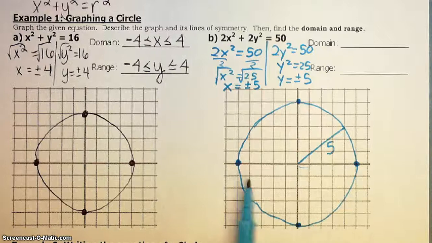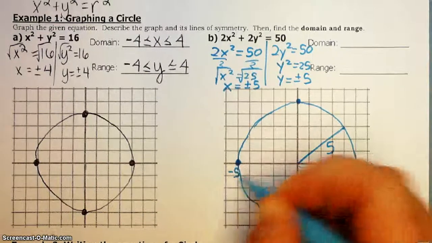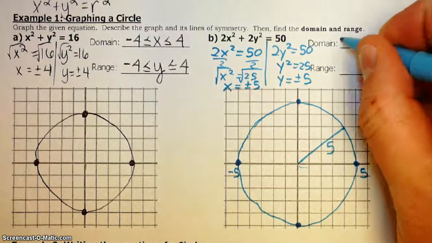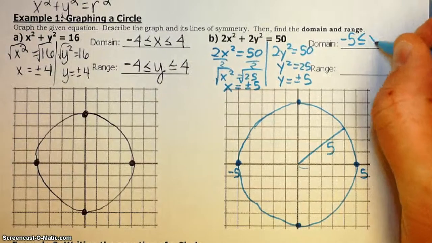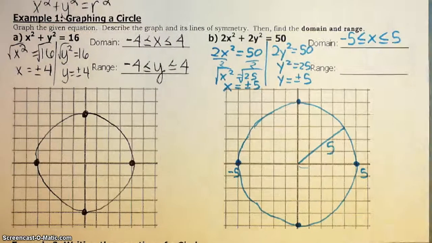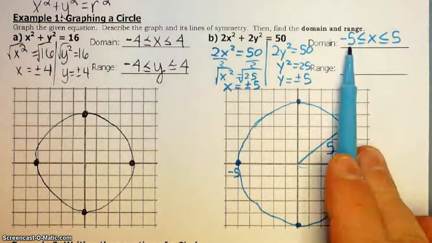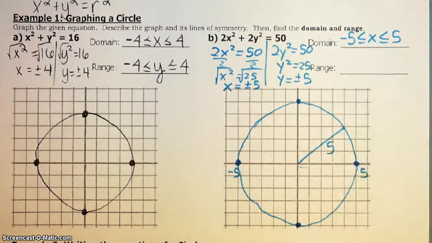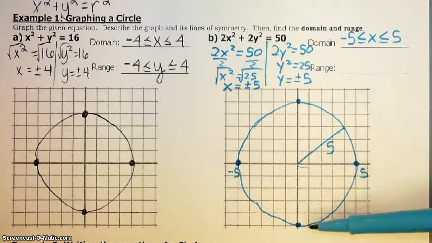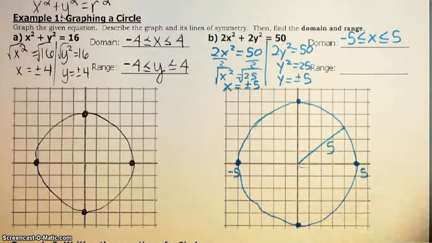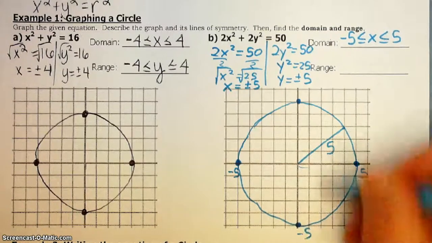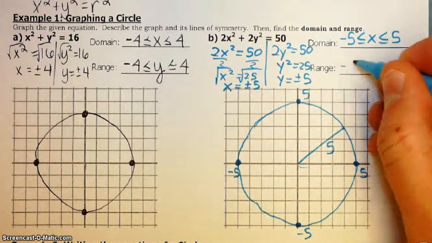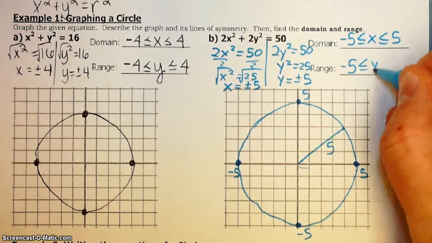Domain. Leftmost point is at negative 5. Your rightmost point is at 5. So for the domain, I'm going to say, well, x is between negative 5 and 5. This compound inequality shows that. Negative 5 on the left, 5 on the right, and all the numbers in between. For the range, I'm going to start at the bottommost point, which is at y equals negative 5. The highest point is at positive 5. So I'm going to say the range is from negative 5 to 5.